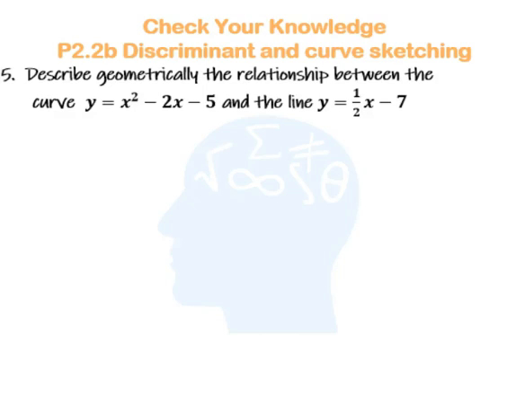Right, so we've got this question where we've got to describe geometrically the relationship between a curve and a straight line. So let's just have a look at what's going on, and then we'll get into what the "describe geometrically" bit means in a little bit. So let's proceed as if we're going to be solving this thing.